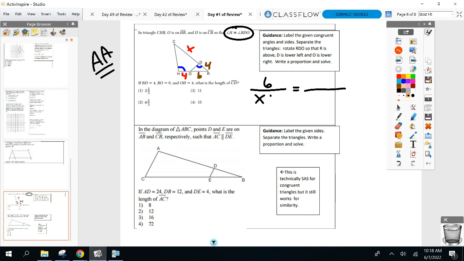X plus 4. Look at the congruent angles and the sides across. Everyone see what I did there? This is across from X plus 4, so it's got to match up with the congruent angle, which would be across from 6. See how I did that? Because we got to do it one more time.